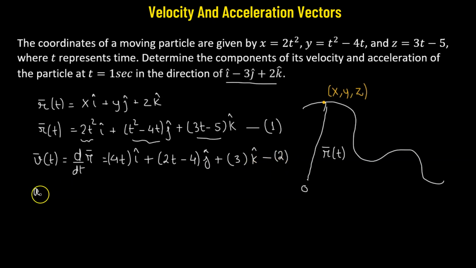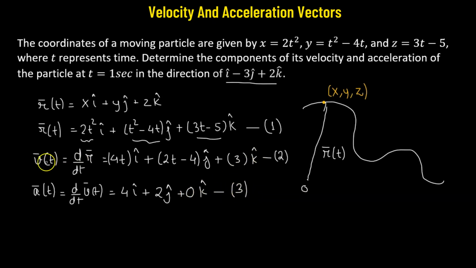Now we will obtain the acceleration vector. Our acceleration vector is the time derivative of the velocity vector. So that will be equal to the time derivative of 4t, which is 4. So we have 4i cap plus time derivative of 2t minus 4, so that's 2j cap, plus time derivative of 3, which will simply be 0 because 3 is a constant. We have 0k cap. So let's call that equation number 3.